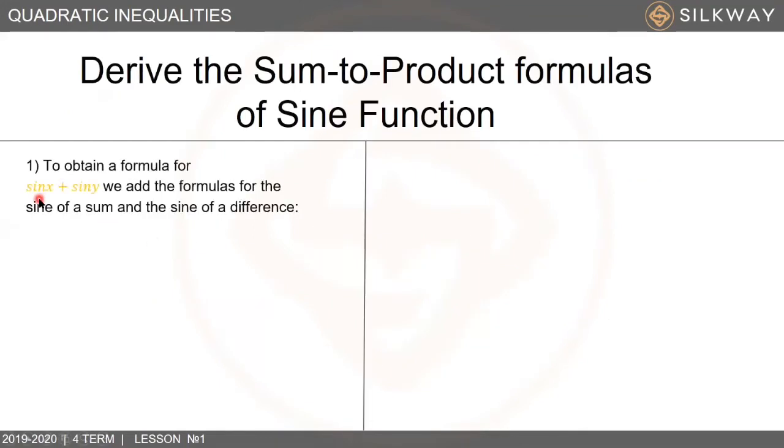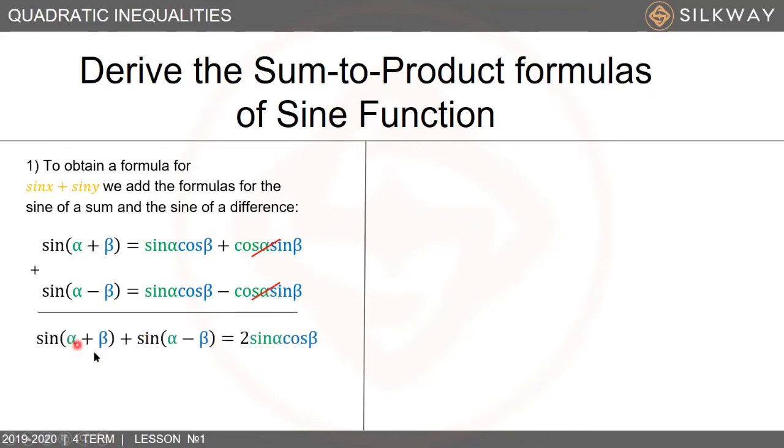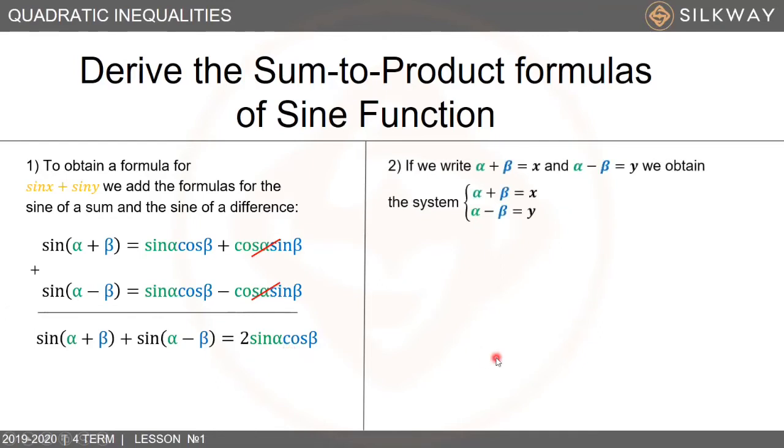Okay, to derive the formula for sine x plus sine y, we need to use the sum and difference formulas of the sine function. If we add the formulas, these two expressions are cancelled. Then sine alpha plus beta plus sine alpha minus beta is equal to 2 multiplied by sine alpha multiplied by cosine beta. And the next step, if we write alpha plus beta as x and alpha minus beta as y, we obtain this system.